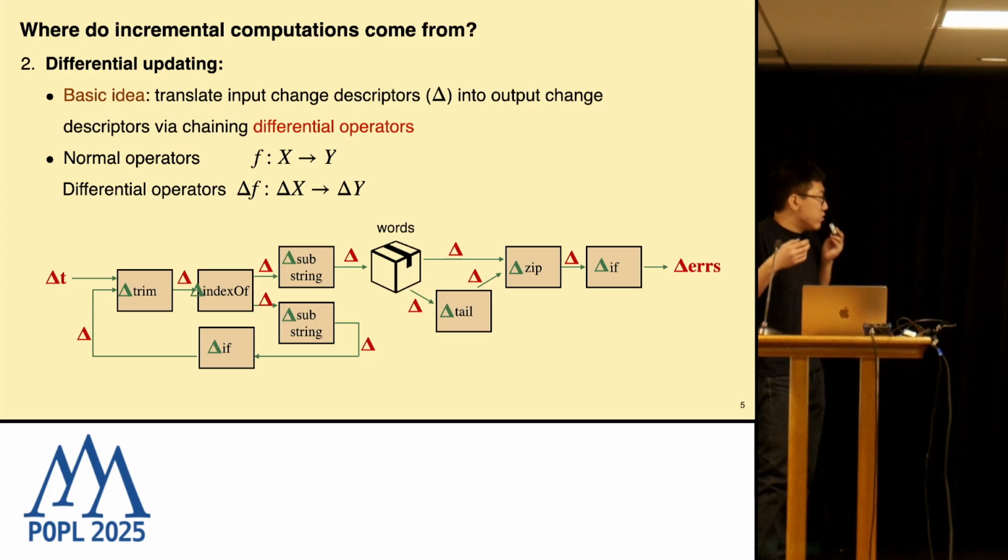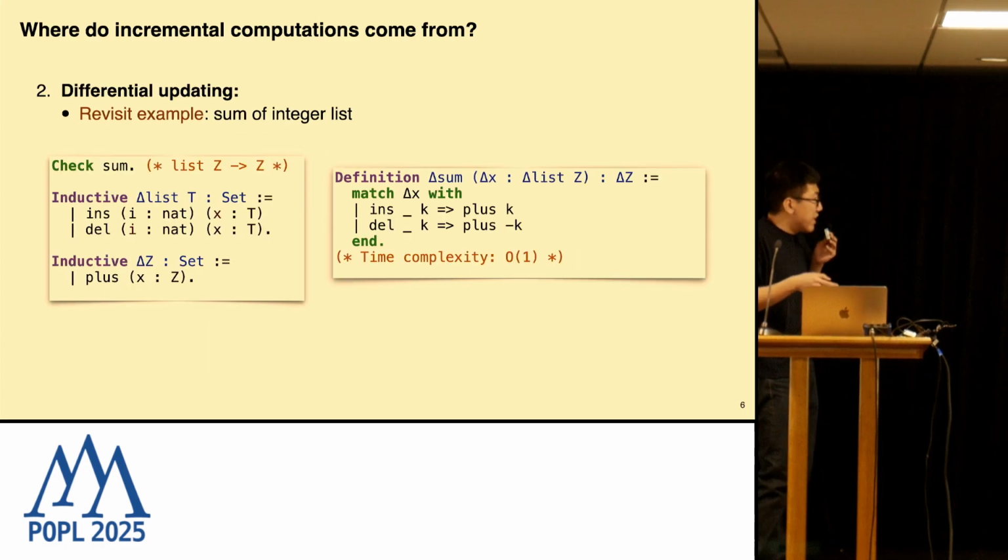We usually use a normal operator to refer to the function that maps the input to the output, and the differential operator maps the input change to the output change. Here is a small example of a differential updating program, which is just a network of differential operators. We can revisit the previous example via the differential updating approach.